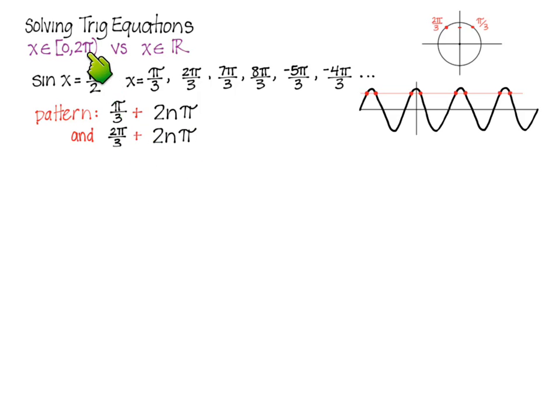But if we were asked to have our x's belong to the set of 0 to 2 pi, not including 2 pi, then you would just have these two answers alone, pi over 3 and 2 pi over 3. You would not answer with all of these other numbers.